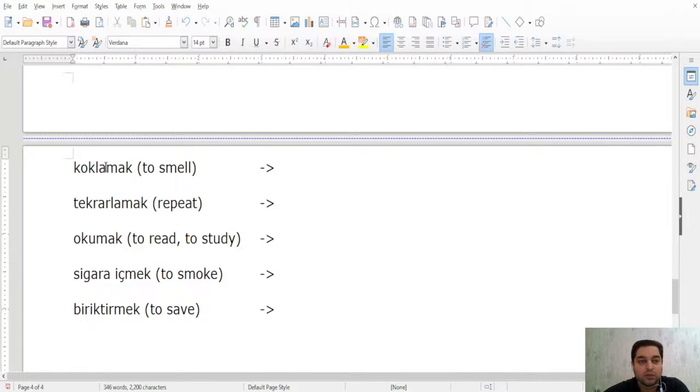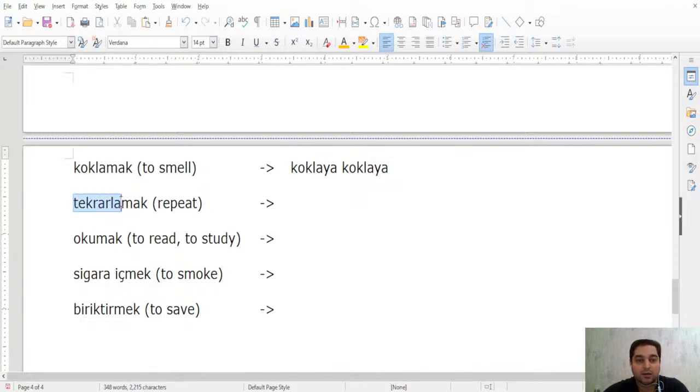Koklamak, for example, koklamak, you see, kokla is the root here. It ends in a, right? Kokla, it ends in a. Koklamak, therefore you would say what? Koklaya, koklaya, and whatever, you can complete the sentence, okay?